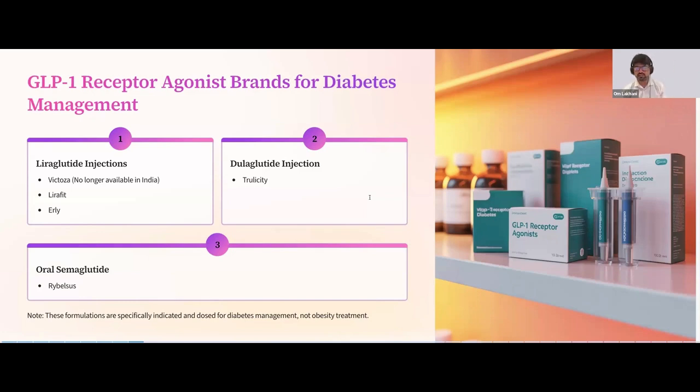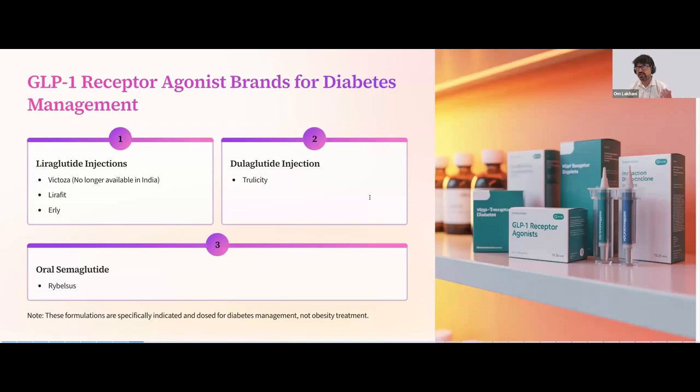Liraglutide was called Victoza, which is no longer available in India, but you have the generic versions available in India called Lirafit and Erlide. So again, it would be a good idea to talk to your endocrinologist or your physician for considering these medications.